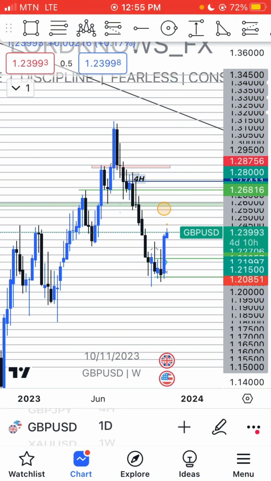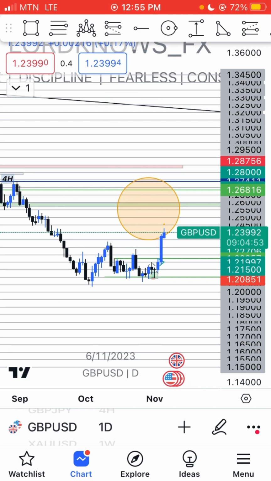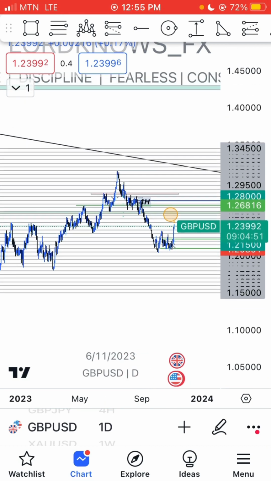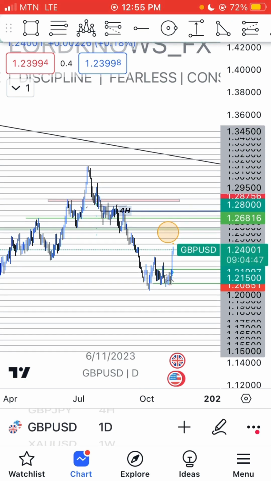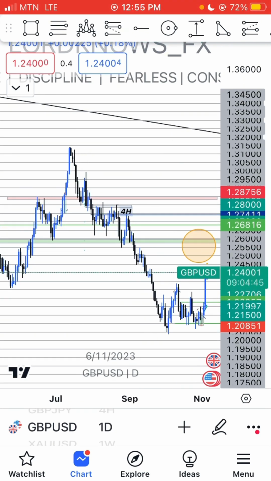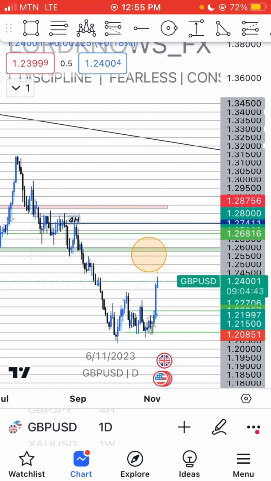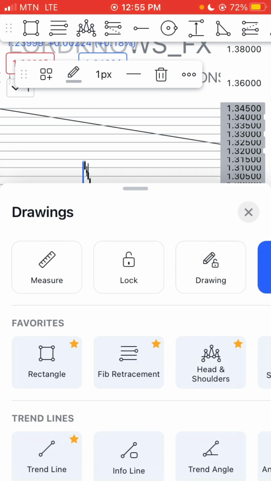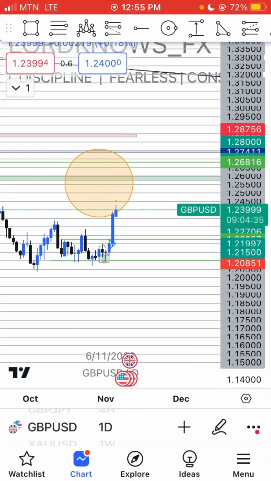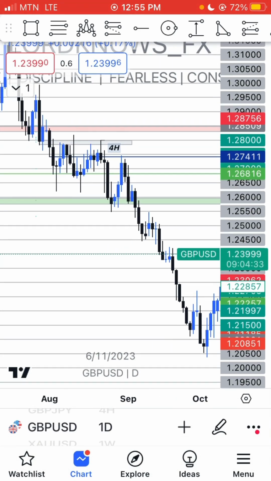Now let's narrow down to the 1-day time frame. This is what we can see on the 1-day time frame. You see it's respecting the cycle level. This particular cycle level is respecting this particular cycle level. There is a psychological level here.